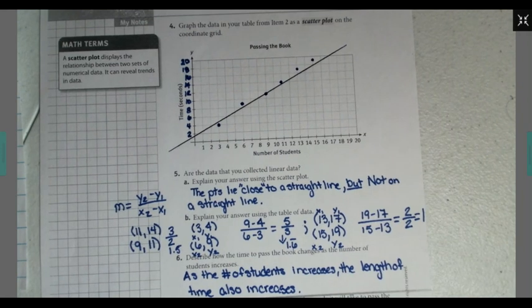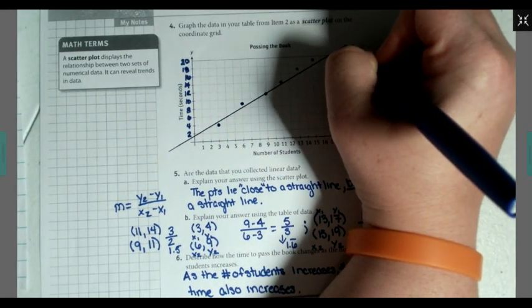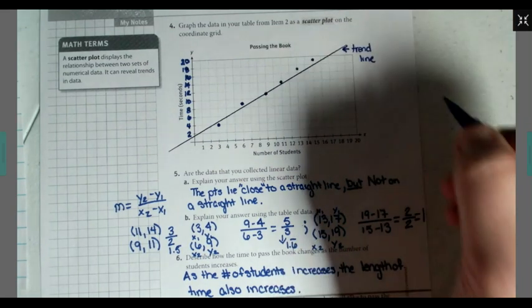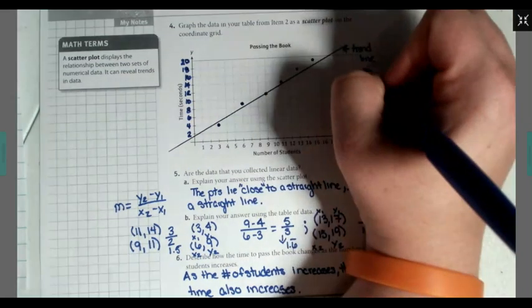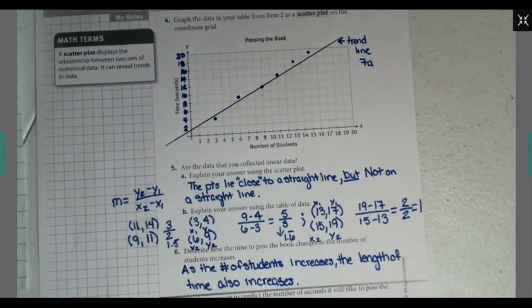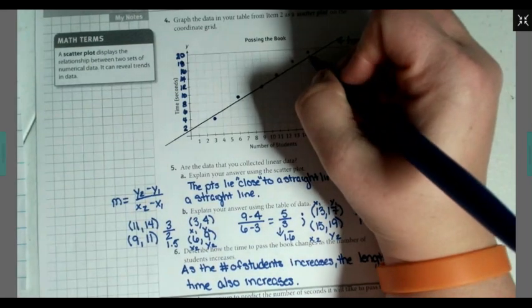So I drew my trend line. That's this line right here. Trend line. And this was 7A. Now, it says mark and identify 2 points on this line that we just drew. Okay, so let's find us 2 points on this line.